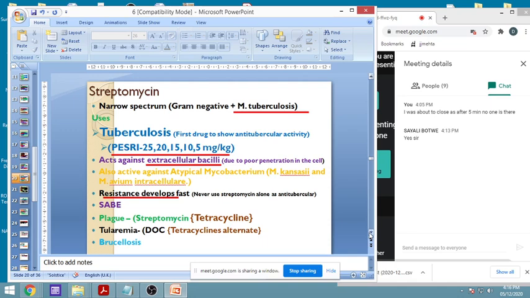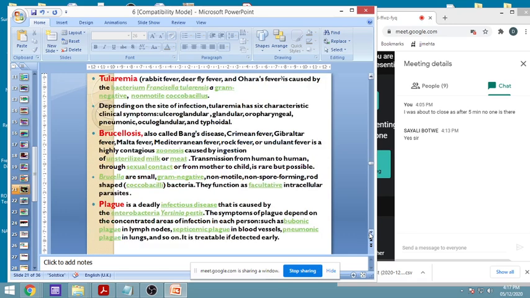In plague treatment, streptomycin or tetracycline were the drugs of choice. Tetracycline was rather more important in that. Then there is a disease, tularemia, where the drug of choice is tetracycline, but alternatively streptomycin can be given. Then brucellosis, in that also this is an important drug.